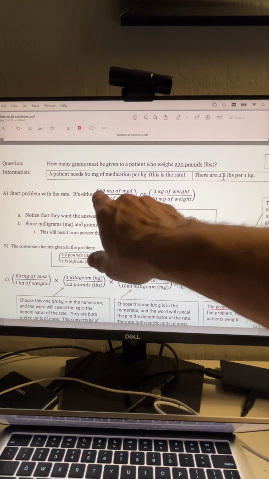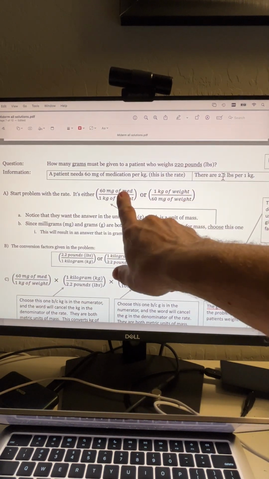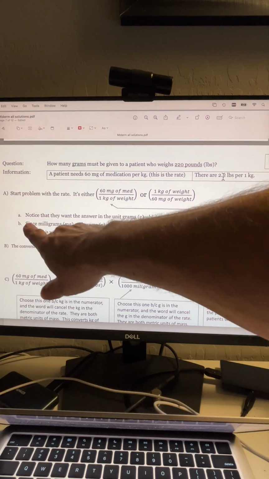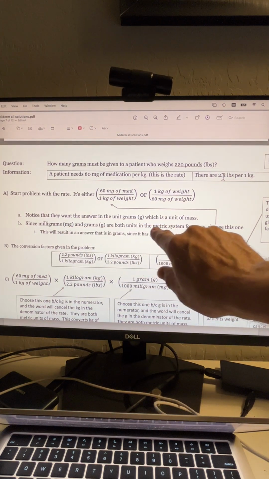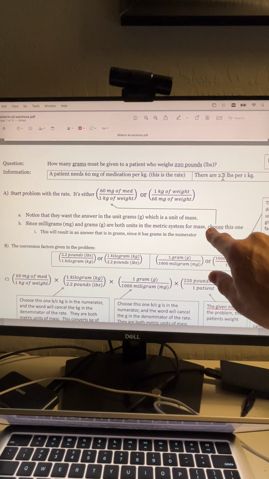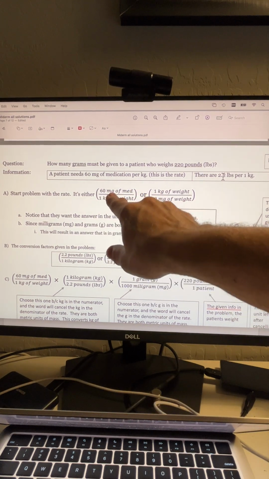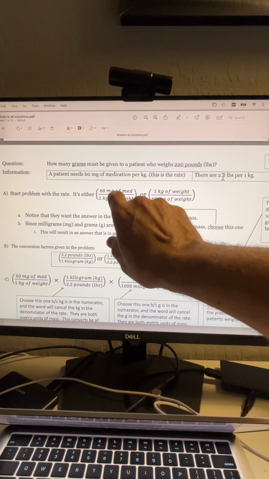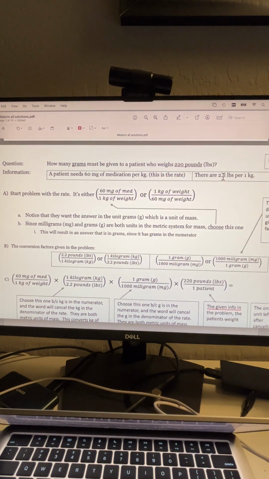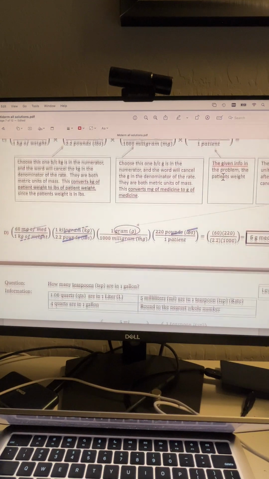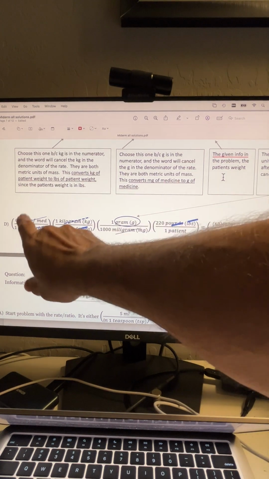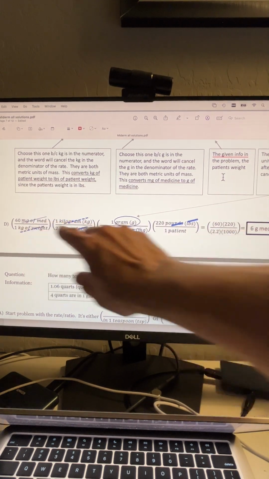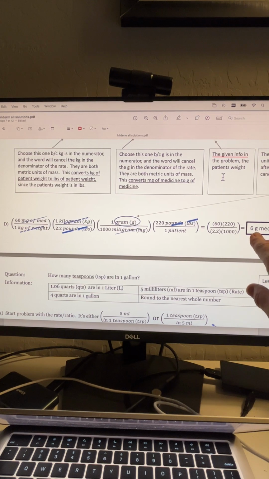So I started with one of these, and in my explanations, it's the same thing I just said. Since milligrams and grams are both units in the metric system for mass, choose this one. Grams is on the top, or milligrams. And then of medicine, this is milligrams of medicine. So this is confusing, I realize it. But if this makes sense about how I started with milligrams over here, because grams is in the answer and it's both grams of medicine, go with it.